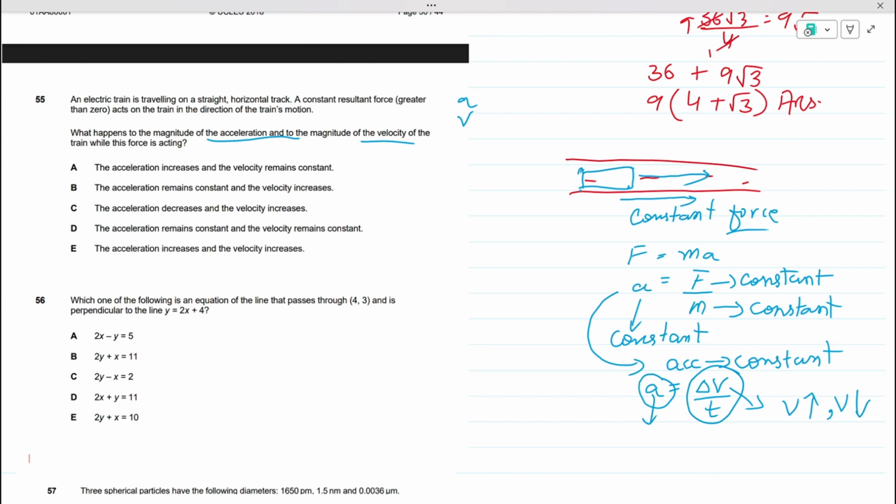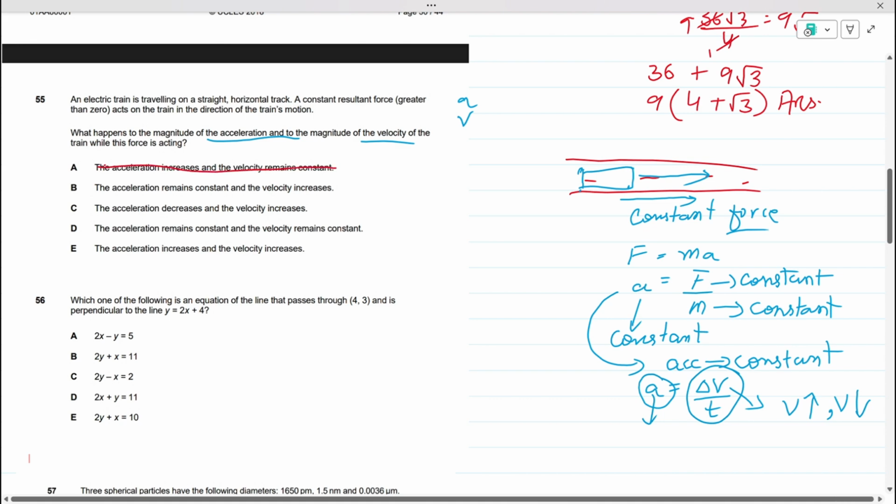So our A option, the acceleration increases. Here acceleration is increasing, and in our answer the acceleration is constant, which means A can never be the option. That's why I've cut this. Let's read the C option now. Okay, the acceleration decreases. It has to remain constant, according to our answer.